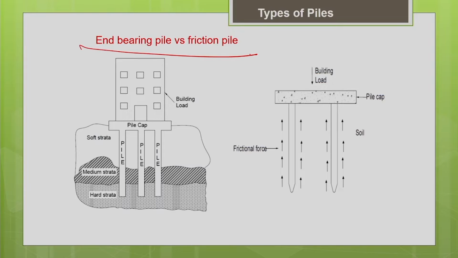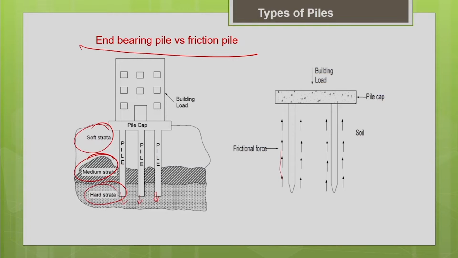Particularly for soil with poor bearing capacity, we go for the end bearing pile. The end bearing pile has to transfer the load through the weaker strata till it reaches the hard bearing strata, which can carry the load, and the load is transferred through the end. That is why it is called the end bearing pile. In the case of friction pile, the load is transferred through the friction between the sides of the pile and the surrounding soil. That is what a friction pile is.